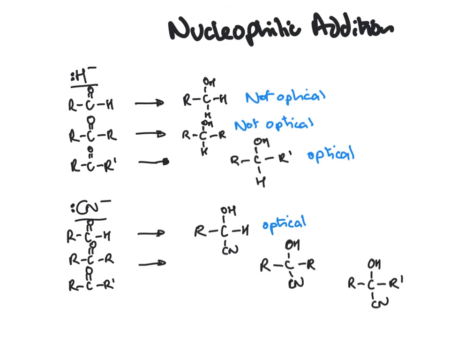With the symmetric ketone, we've got 2 R groups that are the same, so that is not optical. And then finally with the asymmetric ketone, we have 4 different groups. We have R, OH, R dash, and CN, so that is optical. So there are no guarantees. You have to think about it carefully, think about the products. But there is definitely the possibility of optical isomerism when you do nucleophilic addition with aldehydes and ketones.